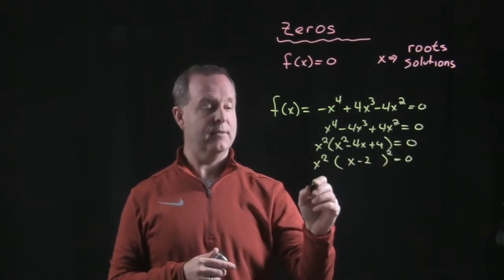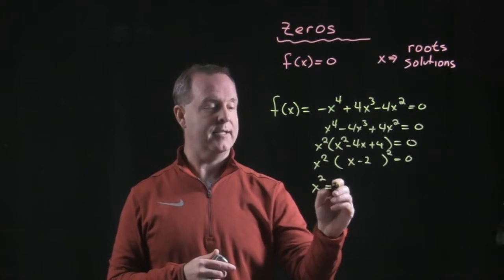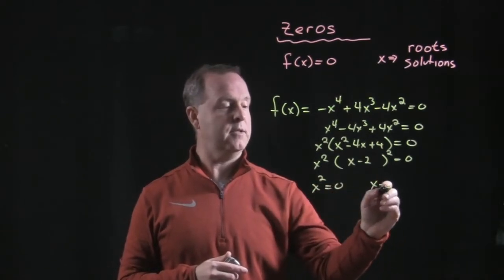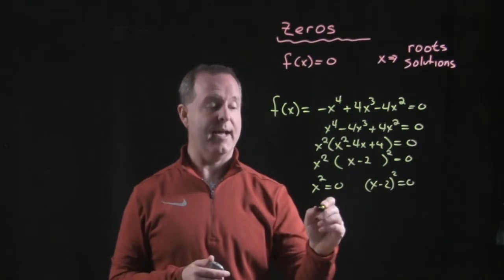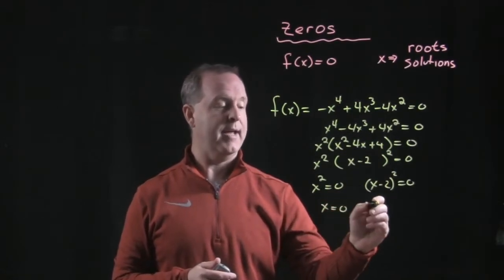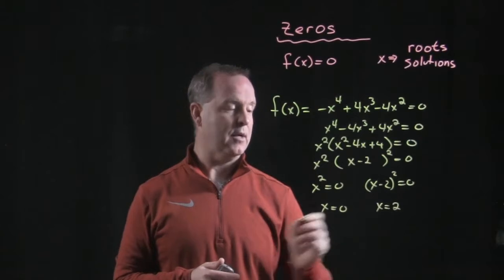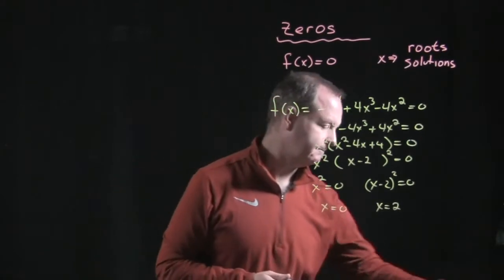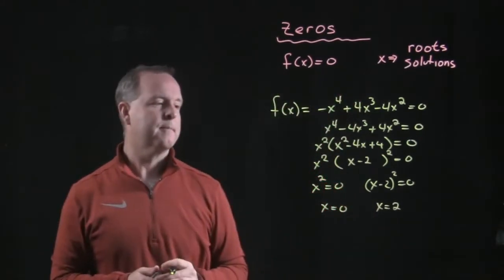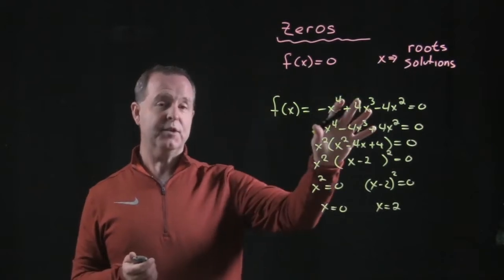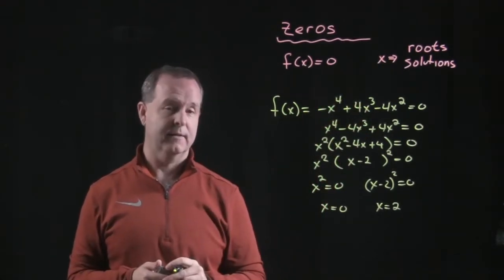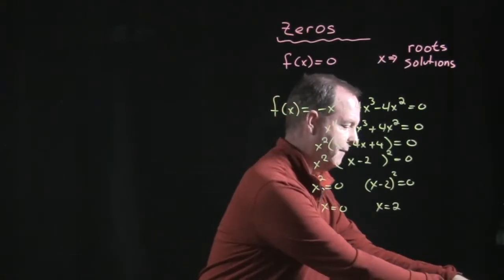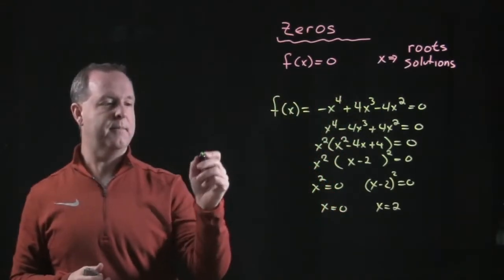For this to be true, either x squared has to equal 0 or x minus 2 squared has to equal 0. And that happens at x equals 0 and x equals 2. So in this particular function, I have two zeros, or two roots, or solutions. And if I wanted to graph those a little bit, there's something we can discover.